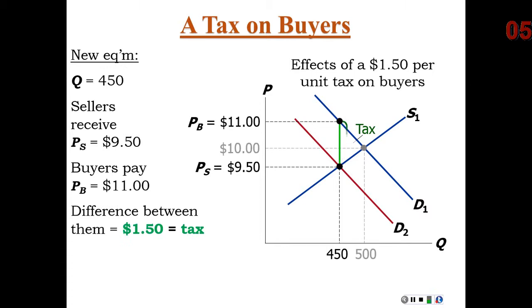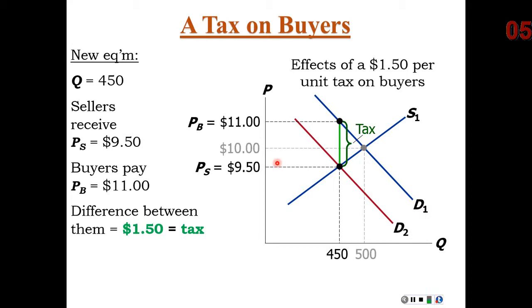So I want you to notice that what the tax has done, the per unit tax has created a wedge between the effective price buyers pay for pizza, which is $11, and the effective price sellers receive, which is $9.50. And what I want you to notice about this situation is that the price buyers are paying is higher than they were paying before. Buyers are now paying $11. They were only paying $10.